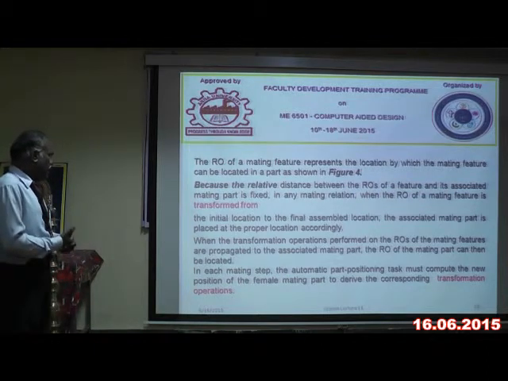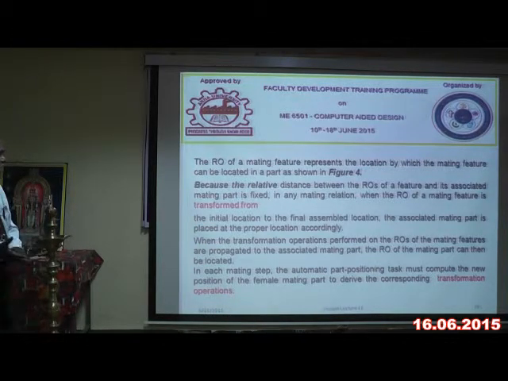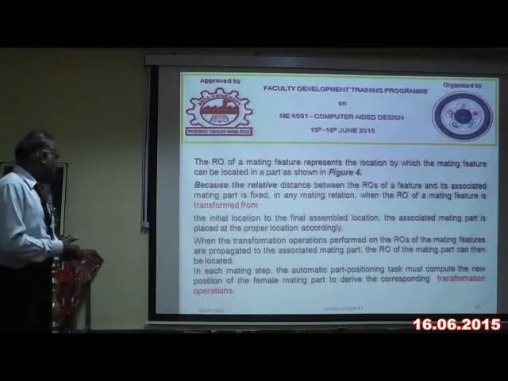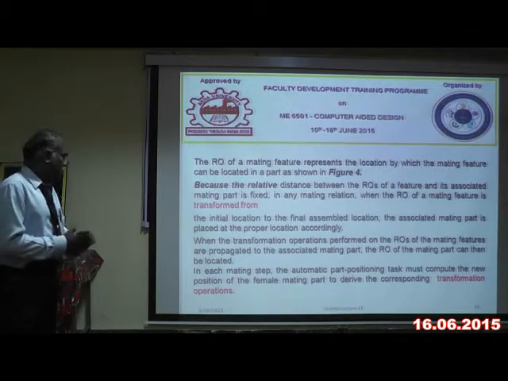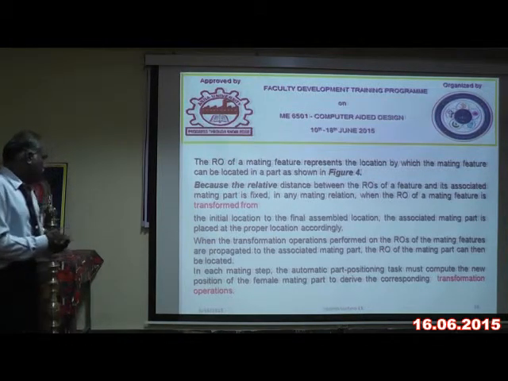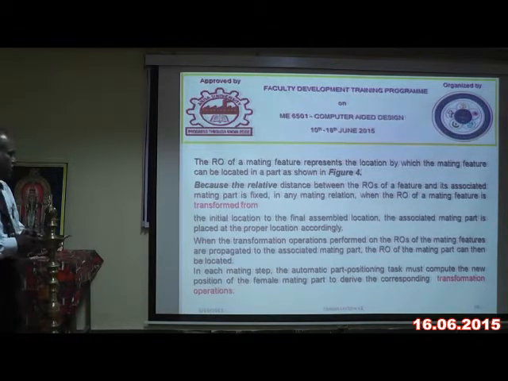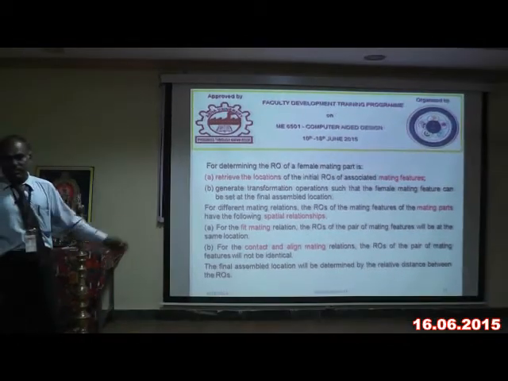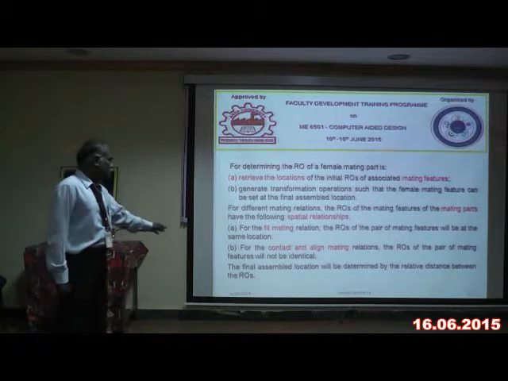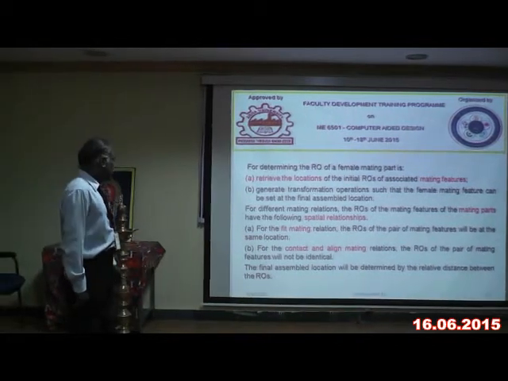And when the transformation operations are performed, the reference origin of the mating features is propagated to the associated mating part, and the reference origin of the mating part is then relocated. And then in each mating step, the automatic part positioning task must compute the new position. The female part must be derived from the corresponding transformation operation. The matrices should contain the relative distance and the location of the reference part. That is the information.